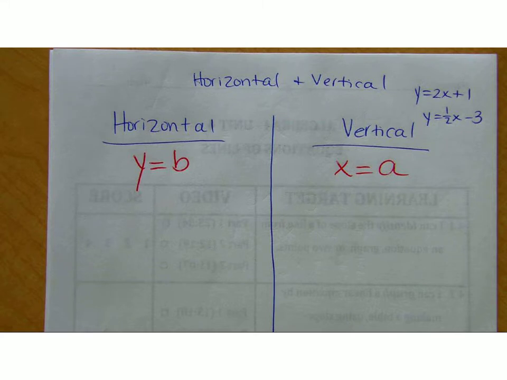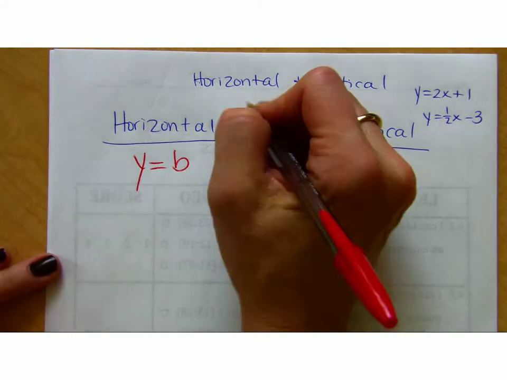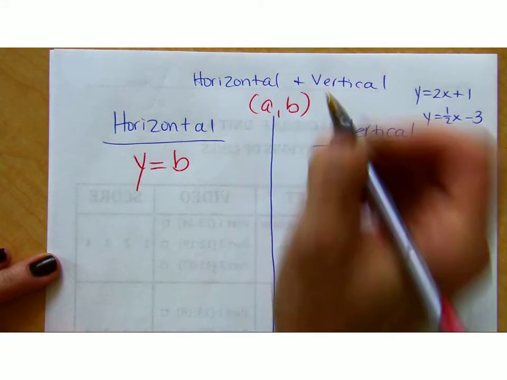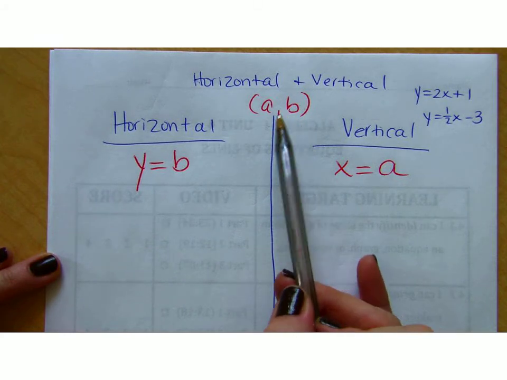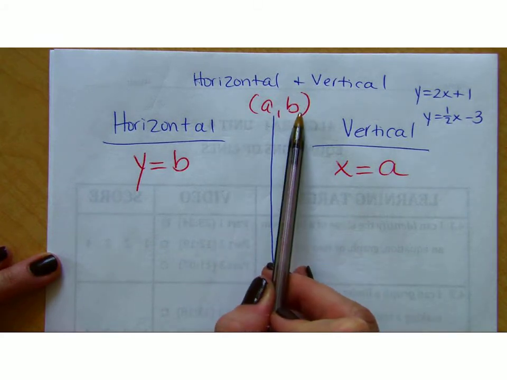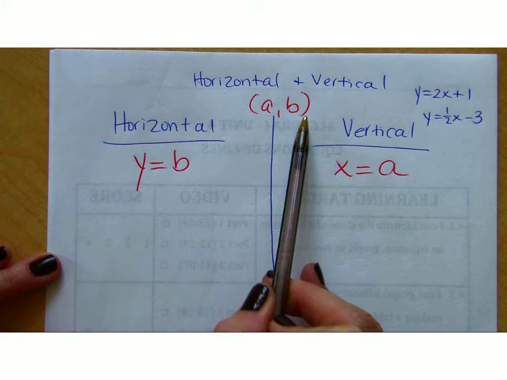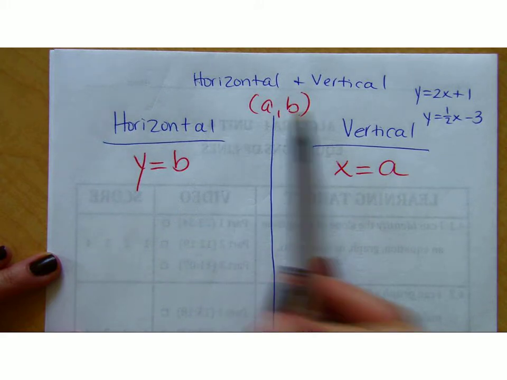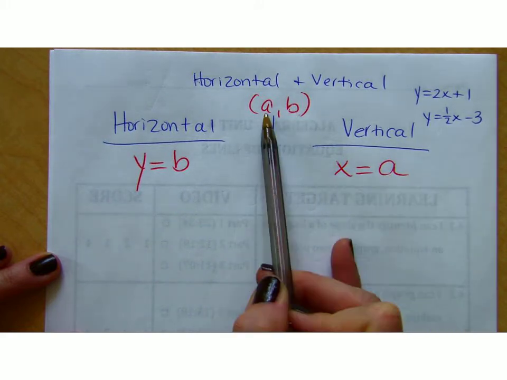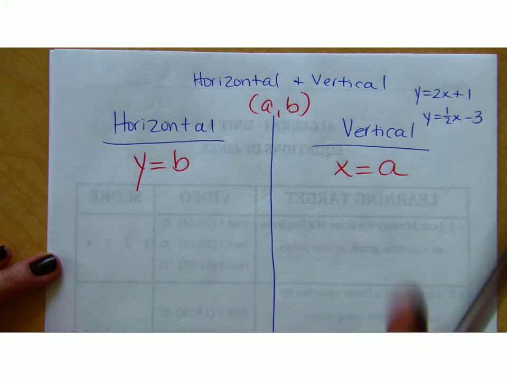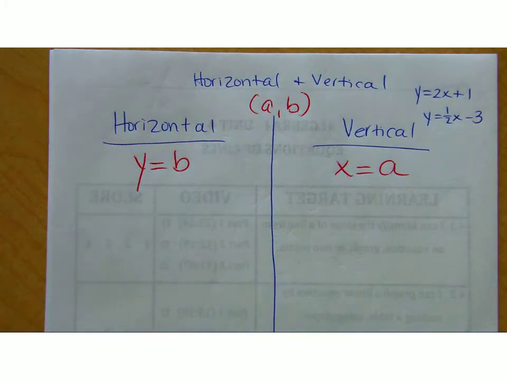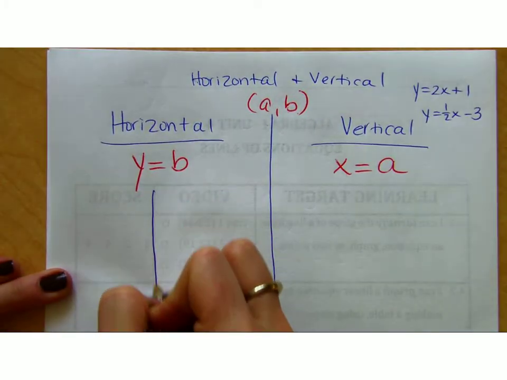Going off of the ordered pair here, a comma b. So think of it this way. Isn't y in the second spot? So y is going to equal that number in your ordered pair, and the x is in the a spot. So x is a, y is b. What does that mean? Table of values. Let's do it. Table of values teaches us so much.